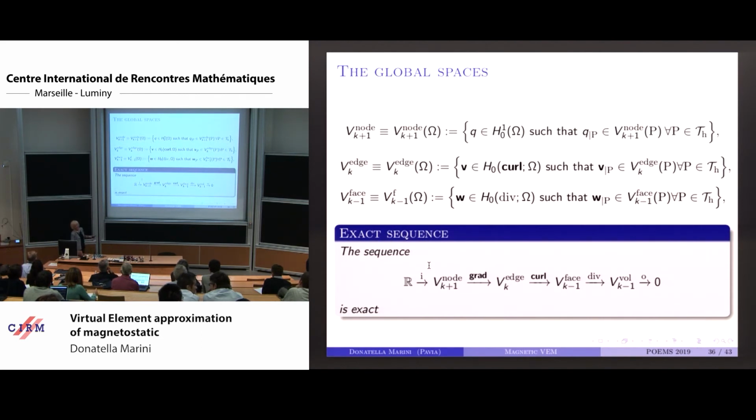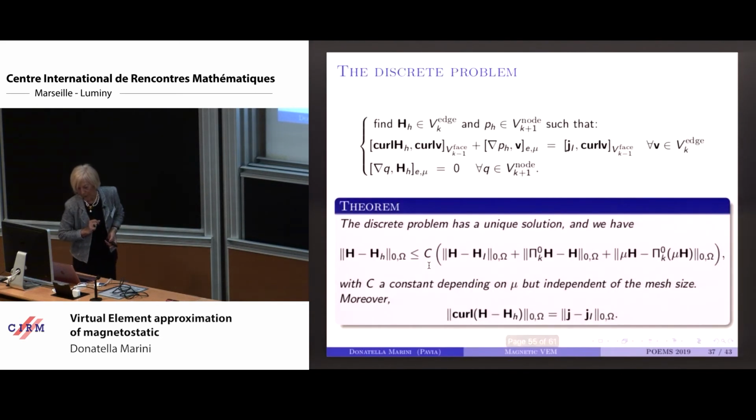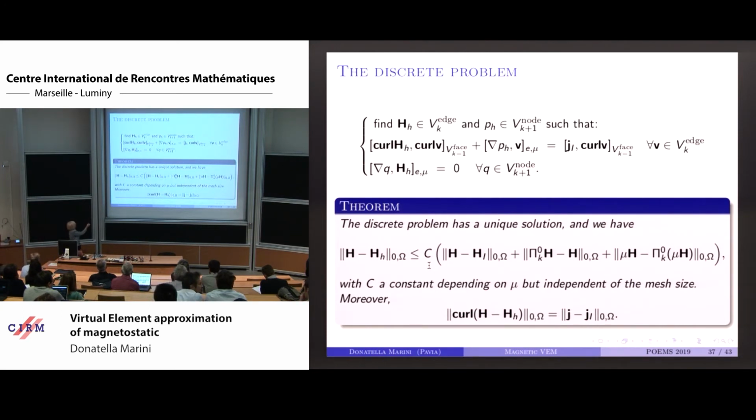The global spaces are built gluing together the local spaces, and we proved that this sequence is exact. And then we define an edge scalar product and a face scalar product exactly as before. And if we do that, then we can prove that this form of the discrete problem has a unique solution with p identically 0, and the error is bounded by these three terms.